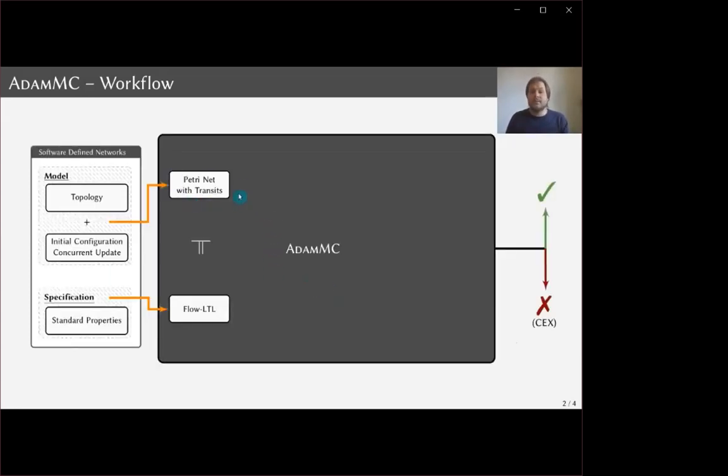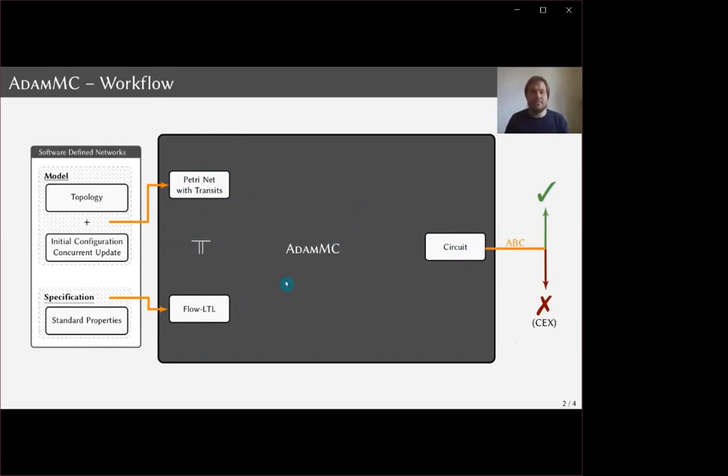And to answer the question whether a Petri net with transits satisfies a flow LTL formula, we reduce this problem to a hardware model checking problem. So we create a circuit and then give this circuit to the hardware model checker ABC. So we have the algorithms for IC3 or bounded model checking at hand to answer the initial question. And this reduction is done in 2 steps.